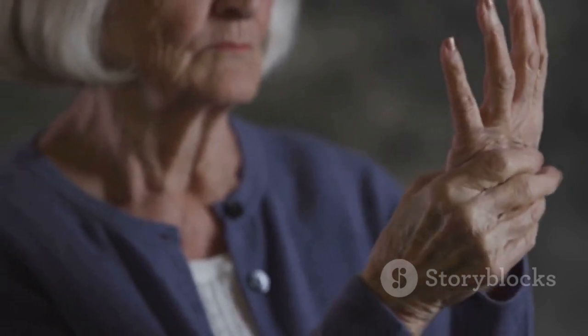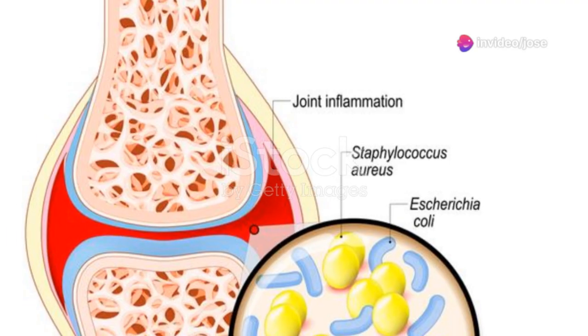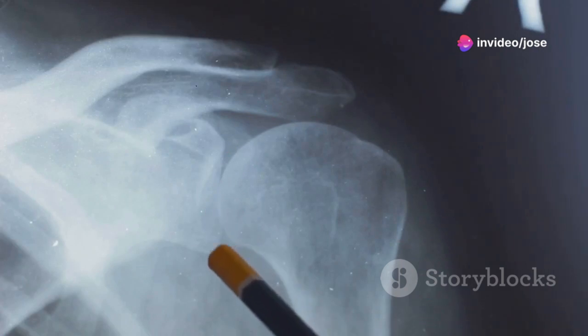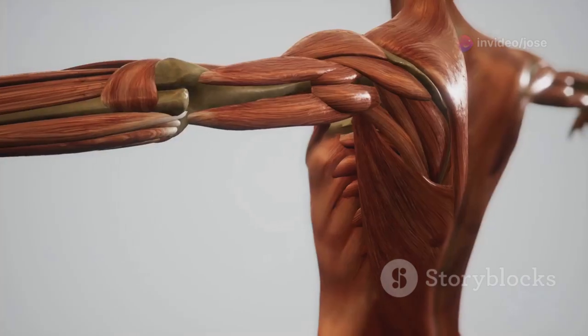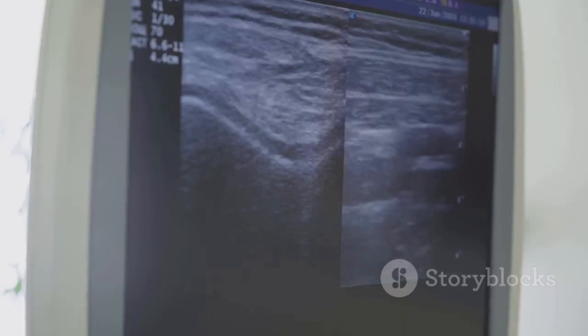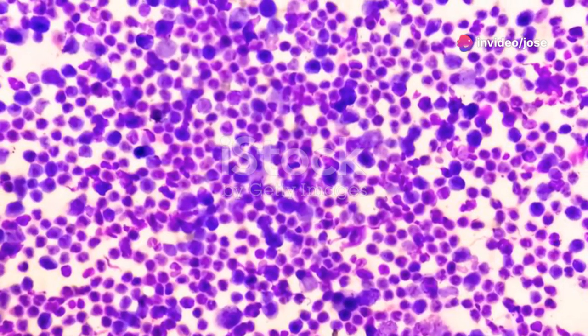This wear and tear can occur over many years, or it can be hastened by a joint injury or infection. Osteoarthritis also causes changes in the bones and deterioration of the connective tissues that attach muscle to bone and hold the joint together. If cartilage in a joint is severely damaged, the joint lining may become inflamed and swollen.